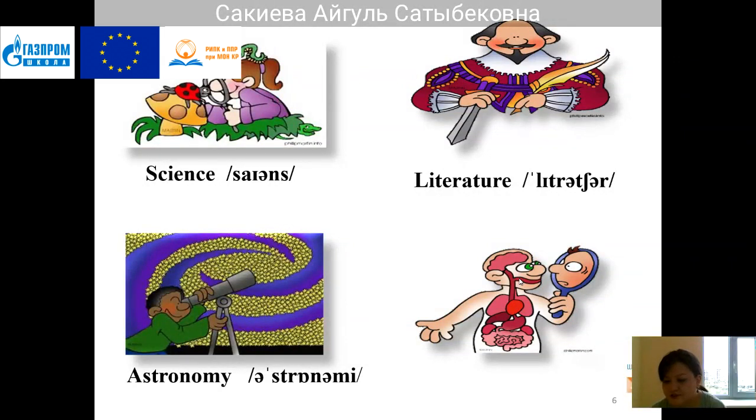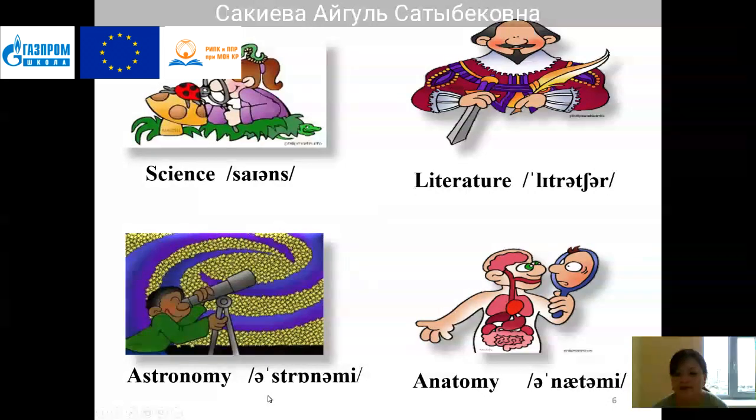So we just learn or study about organs of the human body. What is it? Anatomy. Yes, this is anatomy. Repeat after me, guys. Science. Literature. Astronomy. Anatomy. Okay? So let's move on.